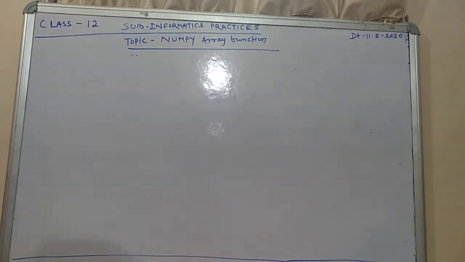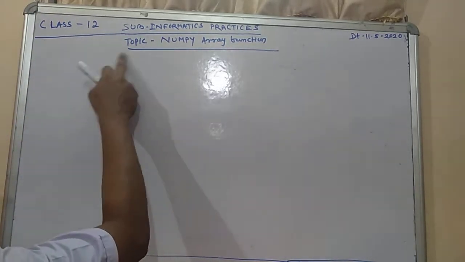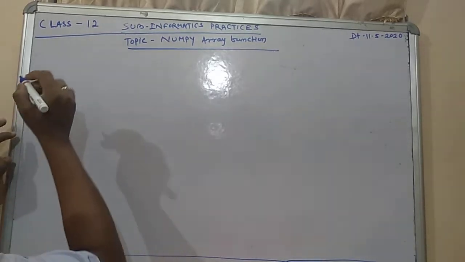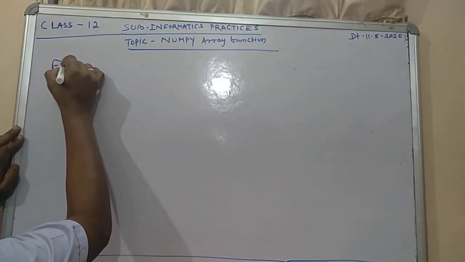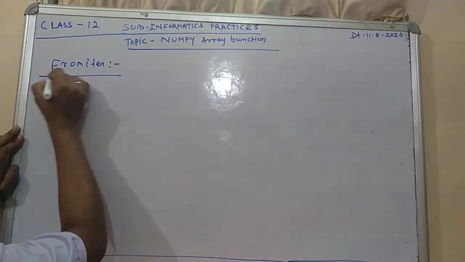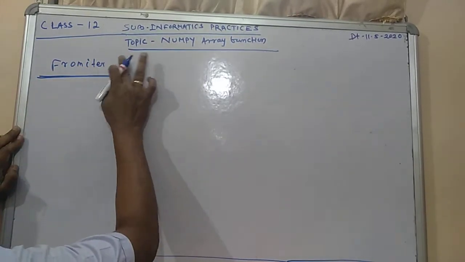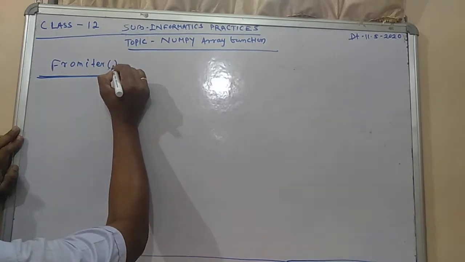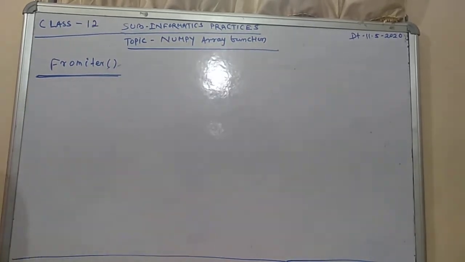Now we'll go for a new function that is called fromiter, F-R-O-M-I-T-E-R. Actually, this function has a lot of operational activities in the array. When you want to create a non-numeric type of array, the parameters are used. Fromiter, remember it? Fromiter. Okay.